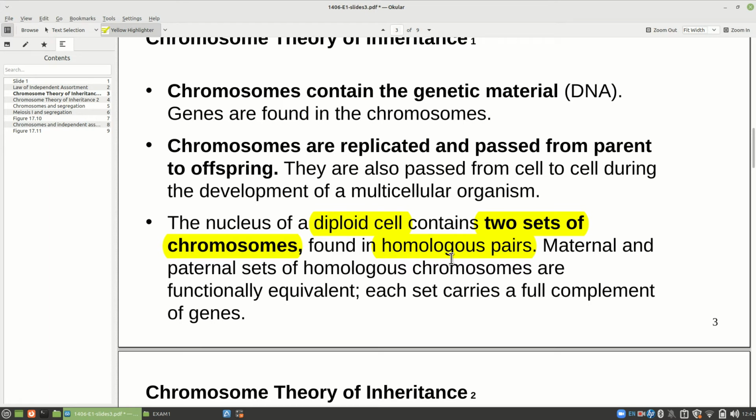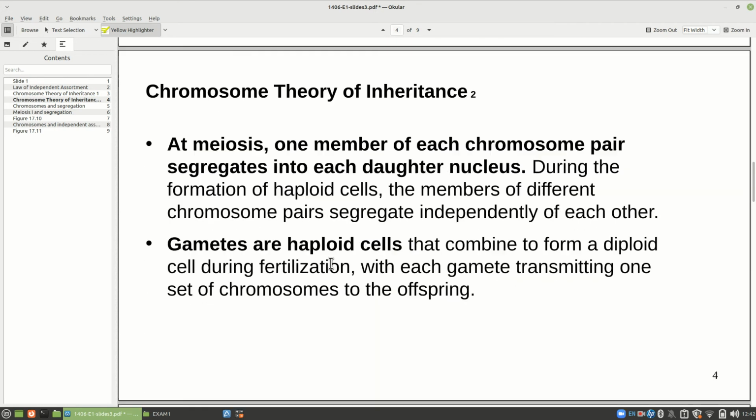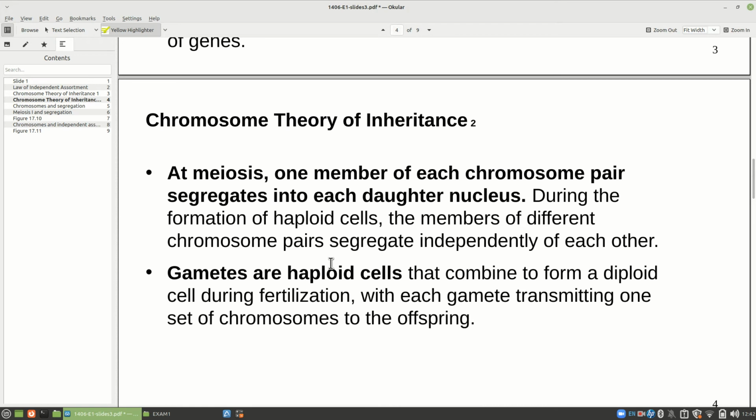So the idea here is that you have homologous pairs. It means they have the same genes, but the genes are not quite the same. They have different alleles. So keep this in mind as you move through here. Now, the chromosome theory of inheritance adds the chromosomes into Mendel's theories. And we have, of course, talked about meiosis in the labs, so you'll need to make sure you understand what's going on in meiosis, especially where the chromosomes go.